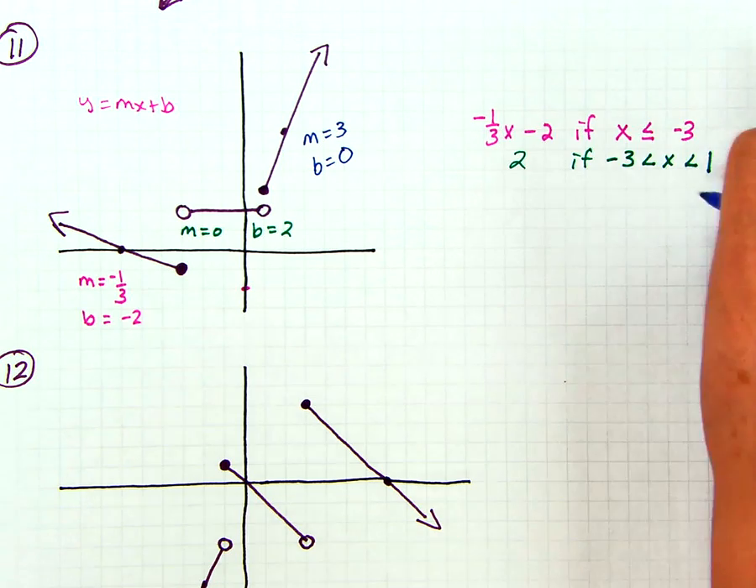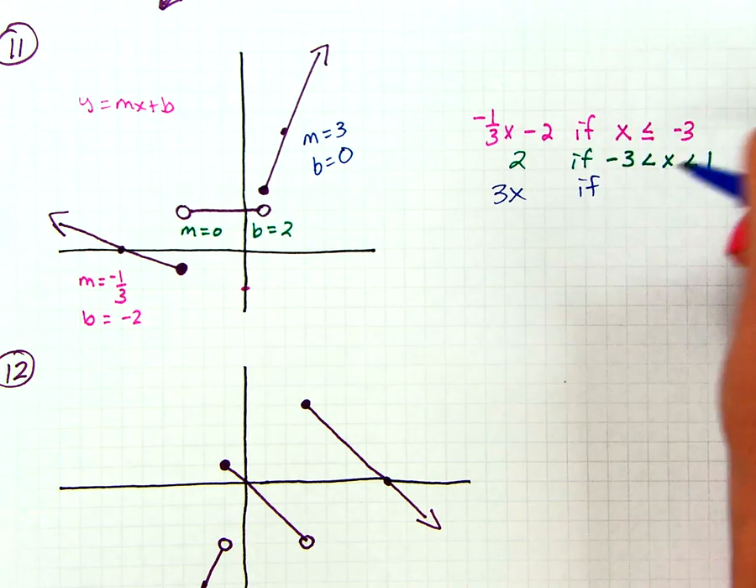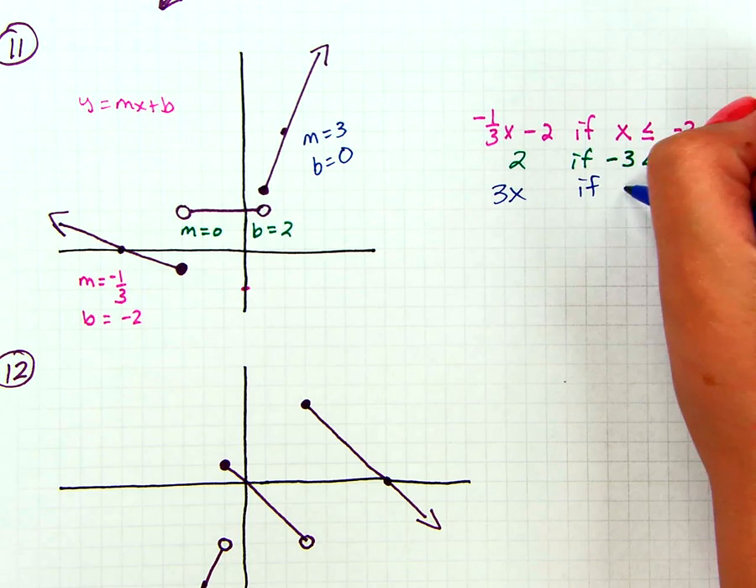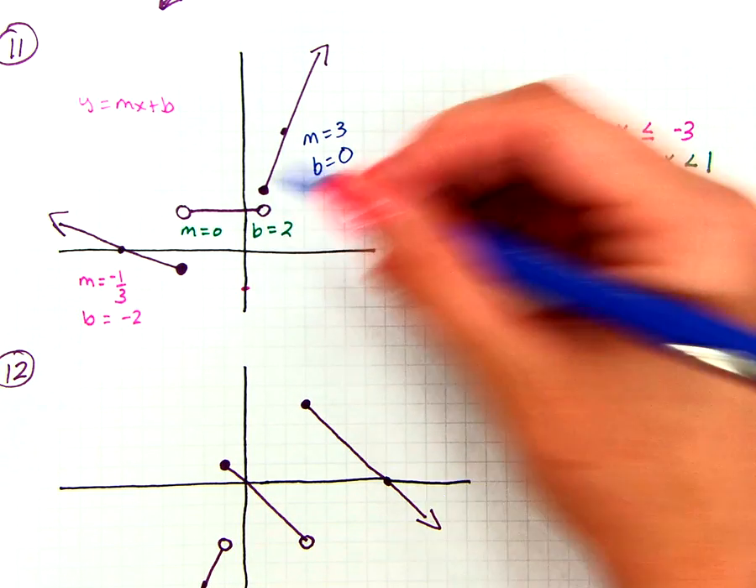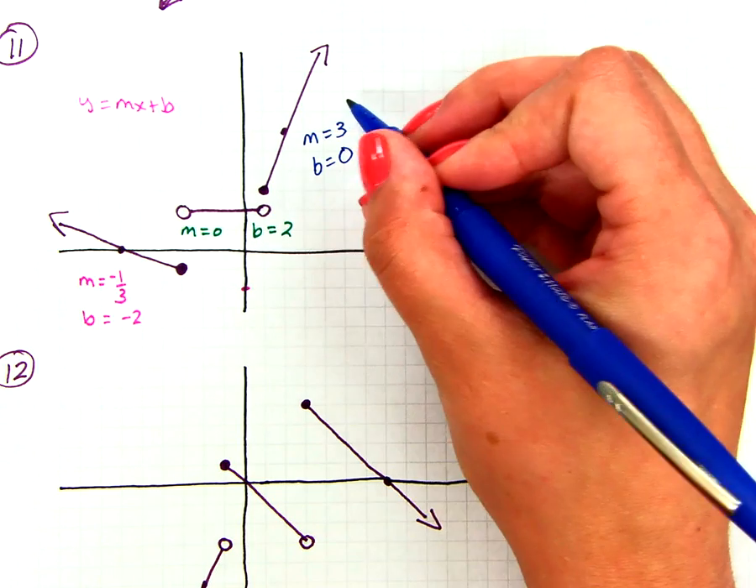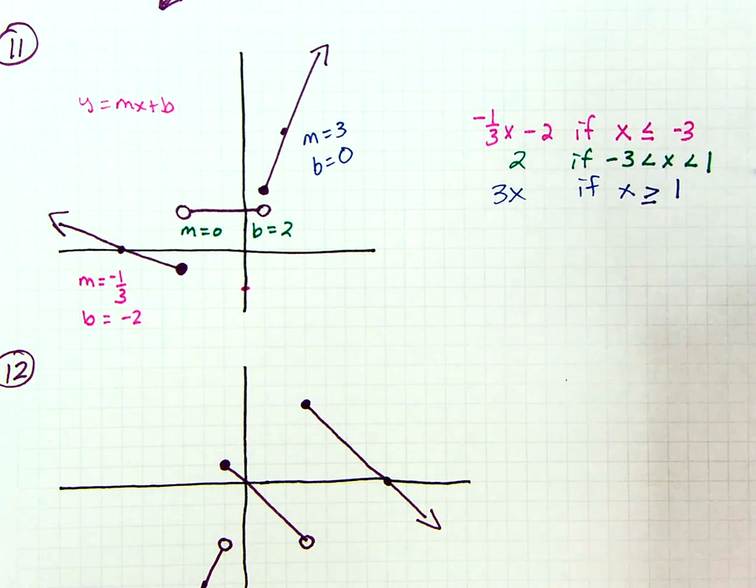So our equation would be just 3x if, and then we have one endpoint, so it's going to be x and then some number. So our x value at this endpoint is 1. And then since it's going to the right, we want greater than. And because it's a closed circle, we're going to have our bar underneath.